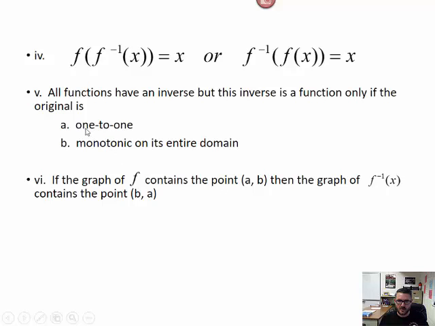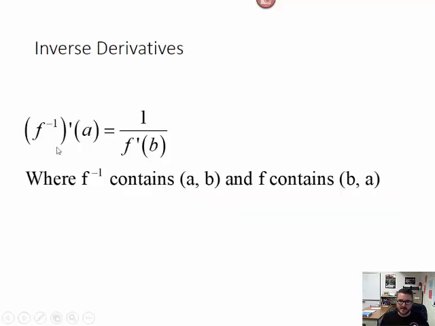I want to talk about a term. We know that this applies when it's one-to-one, which means the inverse applies. And when I say monotonic on its entire domain, it means it's either always increasing or always decreasing. As soon as you go from increasing to decreasing, you would no longer be monotonic, which means you would no longer be one-to-one because it would fail the horizontal line test. So this is the key.